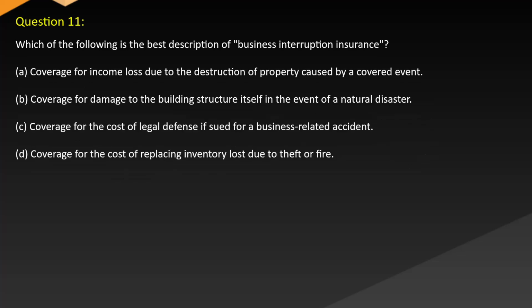Question 11. Which of the following is the best description of business interruption insurance? A. Coverage for income loss due to the destruction of property caused by a covered event. B. Coverage for damage to the building structure itself in the event of a natural disaster. C. Coverage for the cost of legal defense if sued for a business-related accident. D. Coverage for the cost of replacing inventory lost due to theft or fire.